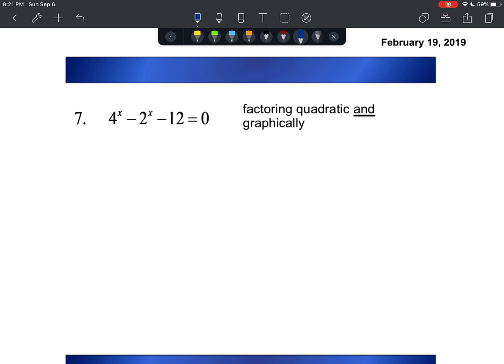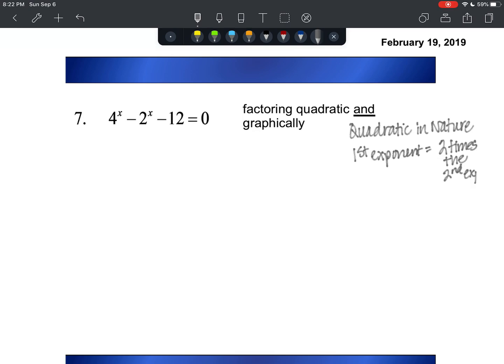Factoring is a skill that is so incredibly crucial, and it just keeps popping up over and over and over again. Now remember, quadratic in nature, we talked about this before. Quadratic in nature is when the first exponent is twice, 2 times, the second exponent. Okay, so the first exponent is 2 times the second exponent.